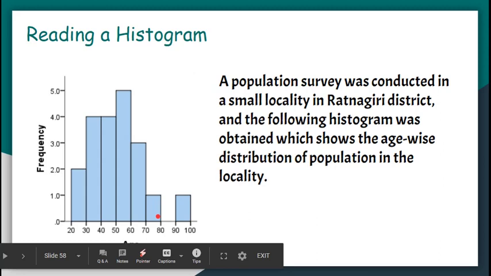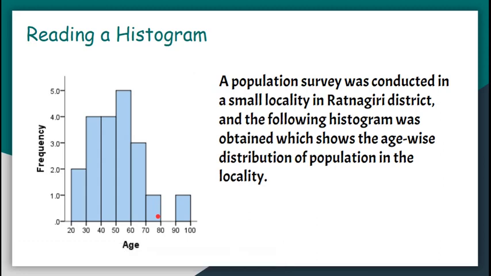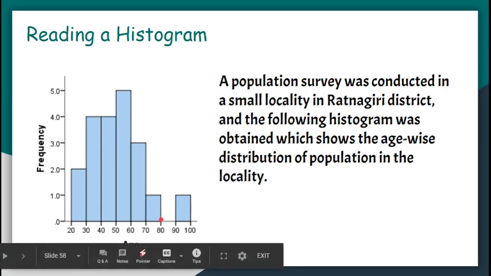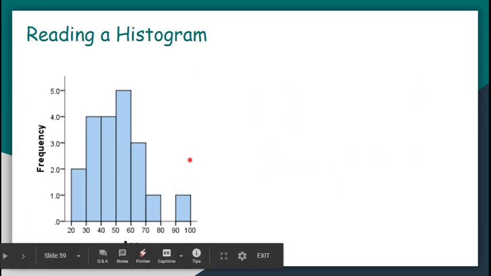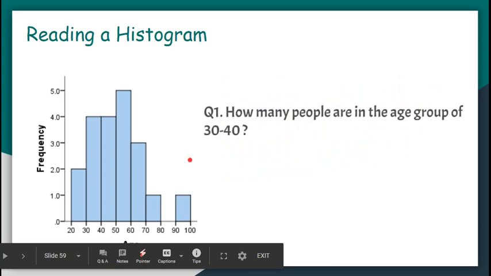Well, if you apply a little bit of critical thinking, you will be able to understand that the graph is saying that there is no person in the age group of 80 to 90. This is what the graph is trying to say. So look at this graph and try to answer a few questions that are coming ahead. Again, you need not write these questions, just be with the flow.